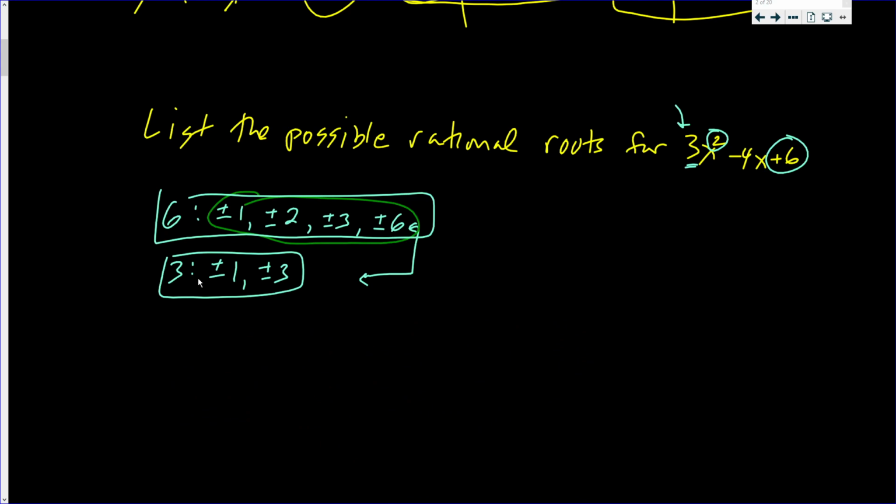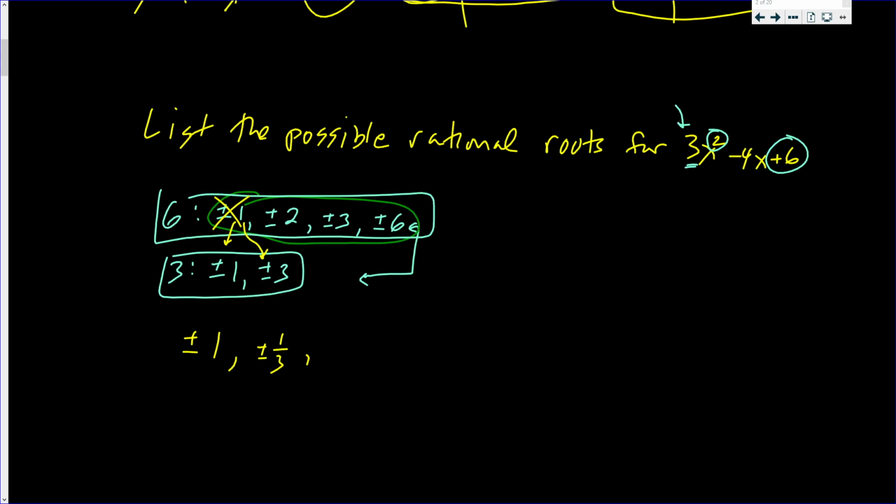Now, let us take the first number on top divided by the first number on the bottom. 1 over 1 is 1. First number on top divided by the second number on the bottom: 1 over 3, plus or minus. So we're done with the plus or minus 1.